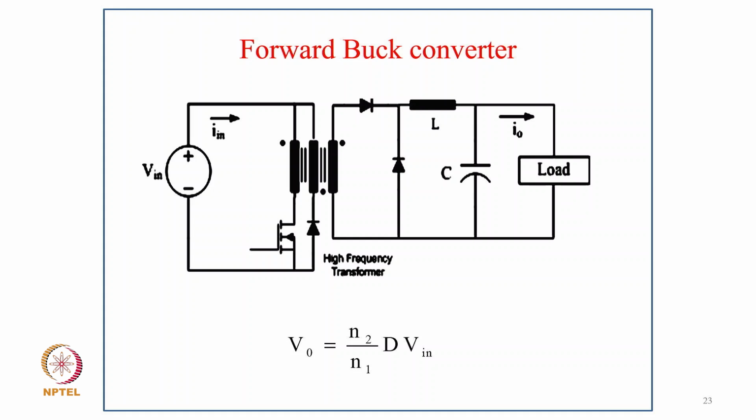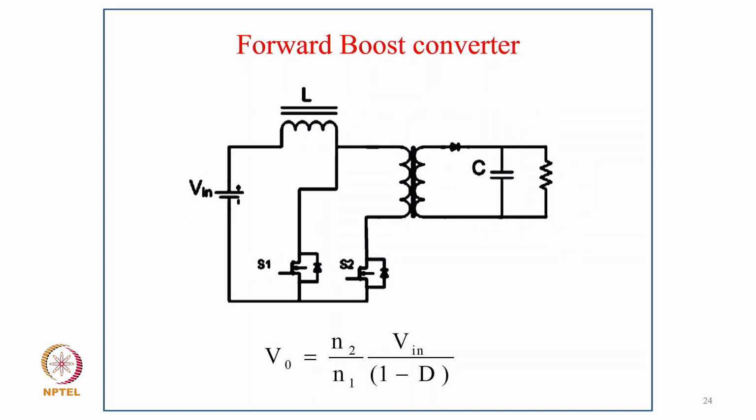Normally for low voltage, sometimes you require 5 volt, 3.3 volt, 12 volt, or 24 volt from the 220 volt rectified voltage, which is around 198 volt, using this converter. Then you have another, the forward boost converter. The same forward converter can be converted into a boost converter. That gives N2 upon N1 times V in upon 1 minus D.